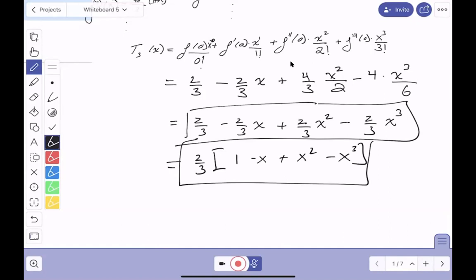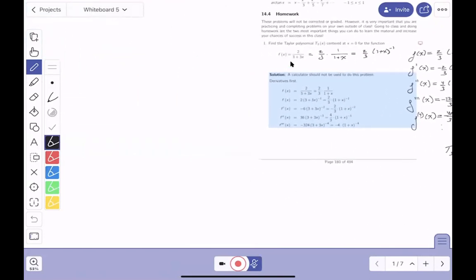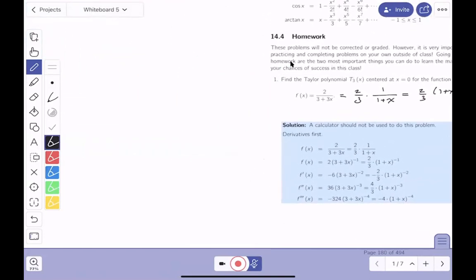I want to discuss another way of getting this one. This can be gotten by long division as well. I want to go through that with you. And certainly I'll look at the key later. And by long division, what am I looking at? I'm looking at f of x equals 2/3 times 1 over 1 plus x. What long division are we talking about? This long division.